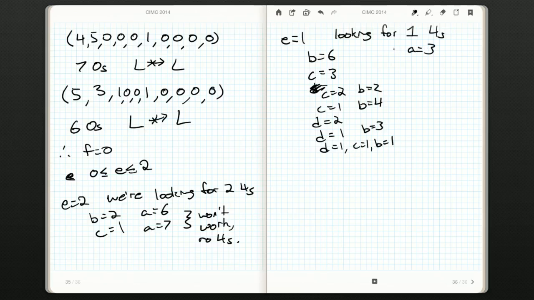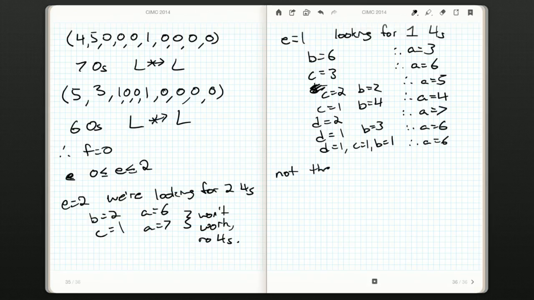So that would mean A is equal to 3, A is equal to 6, A is equal to 5, A is equal to 4. Now we have too many 4s. This one, A equals 7, A equals 6, and A equals 6. Right, none of them are the right amount of 4s.